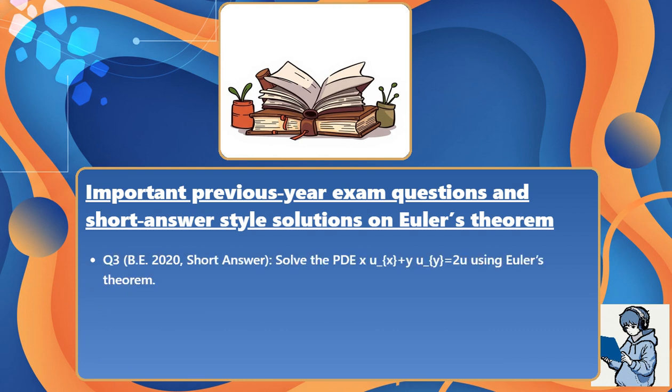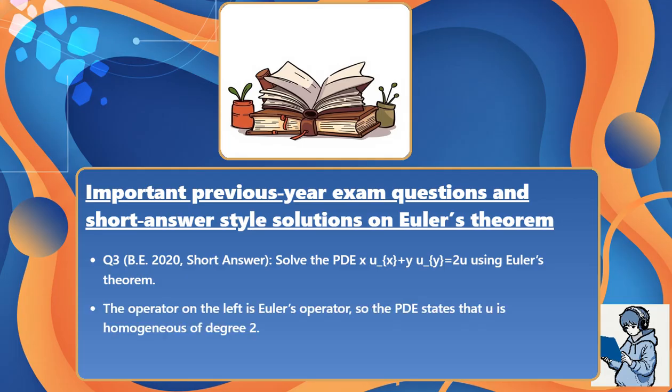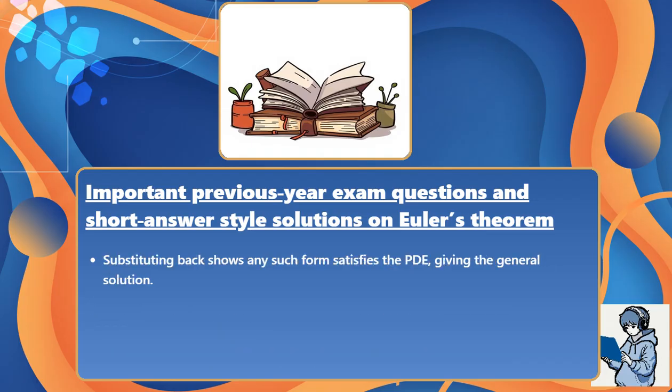Q3, B.E. 2020, short answer. Solve the partial differential equation x u sub x plus y u sub y equals 2u using Euler's theorem. The operator on the left is Euler's operator, so the PDE states that u is homogeneous of degree 2. Therefore u of x, y equals x squared times f of y divided by x, where f is an arbitrary function. Substituting back shows any such form satisfies the PDE, giving the general solution.